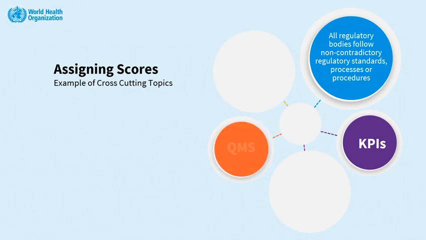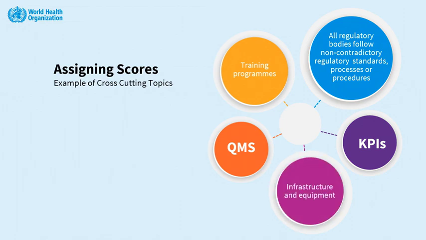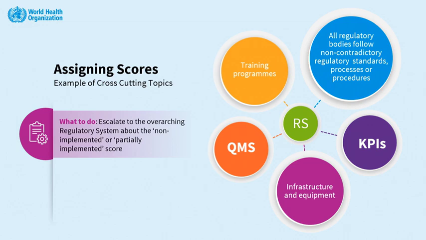A defect in the quality management system could have an impact on the performance of all functions. Training programs for staff are often managed centrally, with an impact on several regulatory activities. Infrastructures and equipment are other possible examples of cross-cutting issues that may affect more than one function. When this happens, it is sometimes more appropriate to escalate to the overarching regulatory system the non-implemented or partially implemented score, instead of giving multiple non-good scores in each function. This would avoid penalizing all functions for the non-implementation of the same cross-cutting issue.